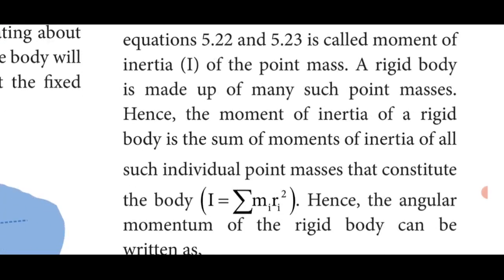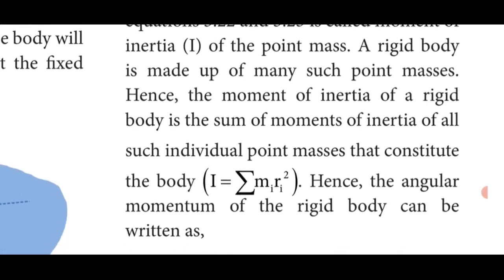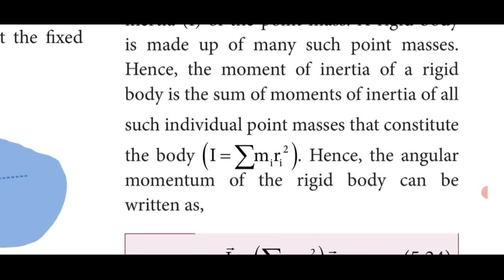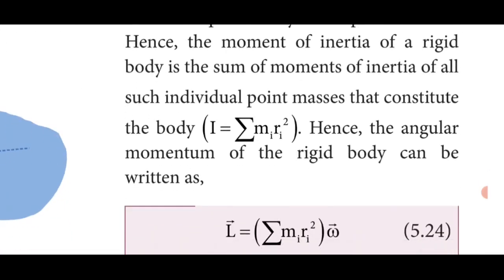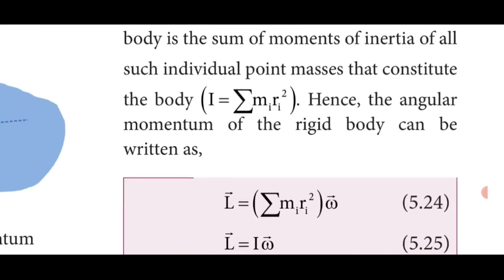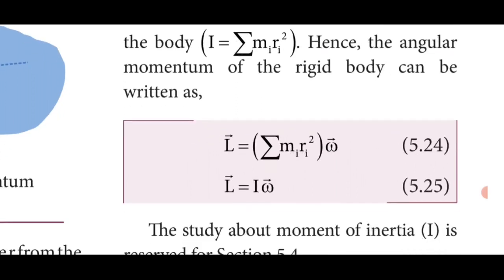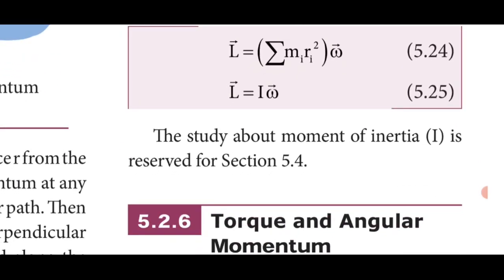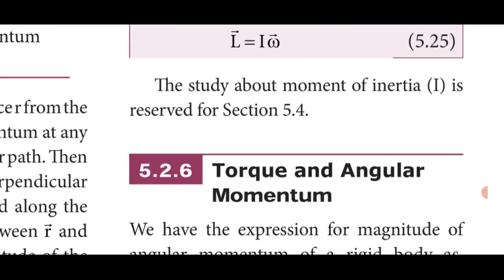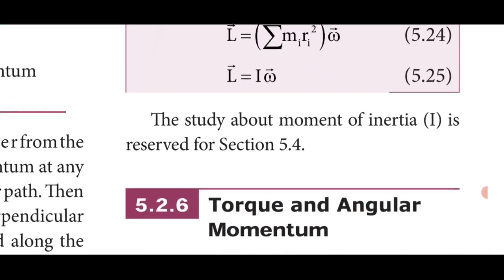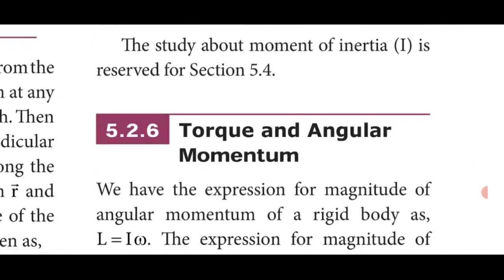A rigid body is made up of many such point masses. So the moment of inertia of the rigid body is the sum of the moments of inertia of all the individual point masses that constitute the body, that is I equal to summation of mi ri squared. The angular momentum of the rigid body can be written as L equal to summation of mi ri squared omega, that is I omega, where I is the moment of inertia.